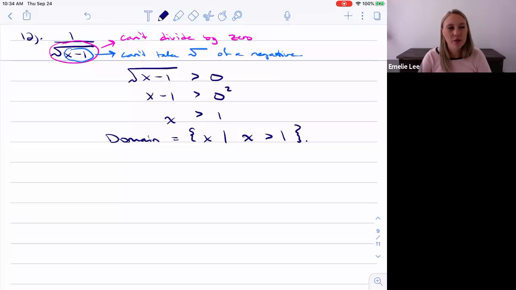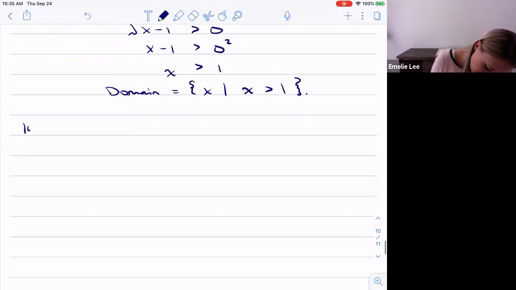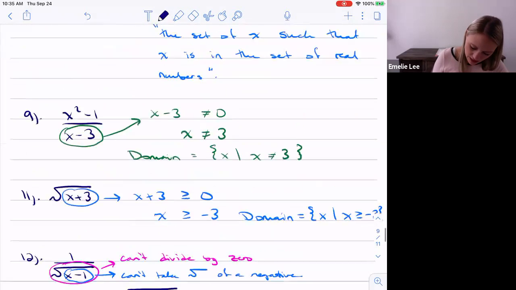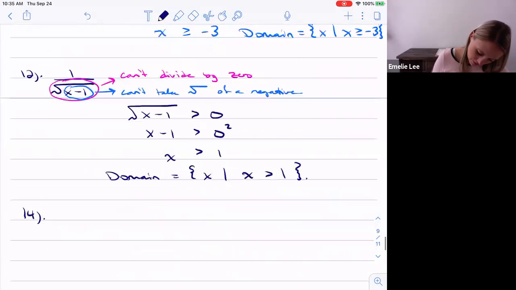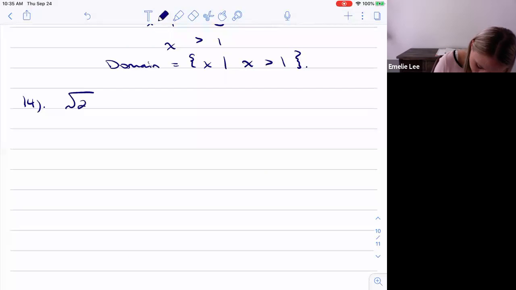Now, the reason I want to do 14 is because I want to show you we can have multiple conditions that we need to satisfy, right? And so, of course, that's only going to happen if we take the overlap of the two. So if we look at 14, 14 is the square root of 2x over x plus 1.